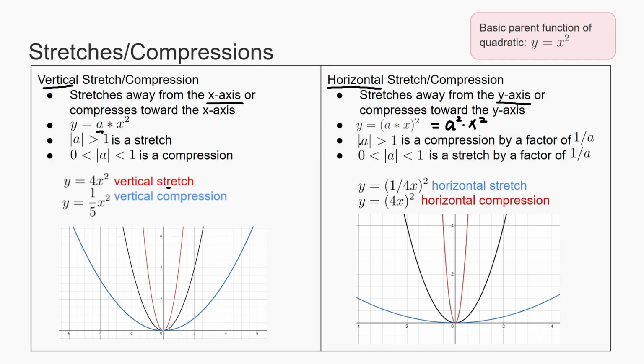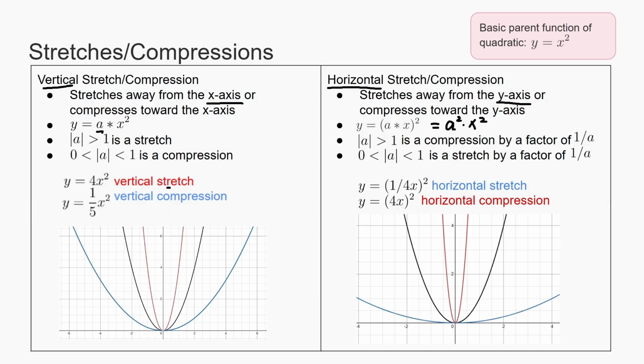So when we have absolute value of a greater than 1, it's a compression by a factor of 1 over a. And 0 to 1, absolute value is going to be a stretch by a factor of 1 over a as well. So when we have y equals 1/4 x, all squared, it's a horizontal stretch. In this case, as you can see, it's this blue right here. And our horizontal compression is y equals 4x, all squared, in this red right here.